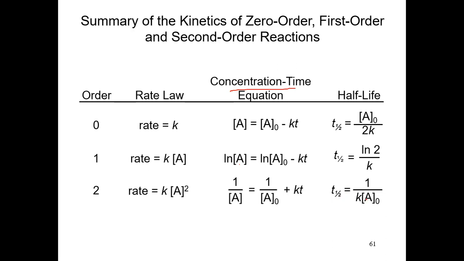So, pag mas mataas ang initial concentration, mas mabilis ang half-life. Mas lower yung value ng half-life pag mataas ang concentration. Inversely proportional.